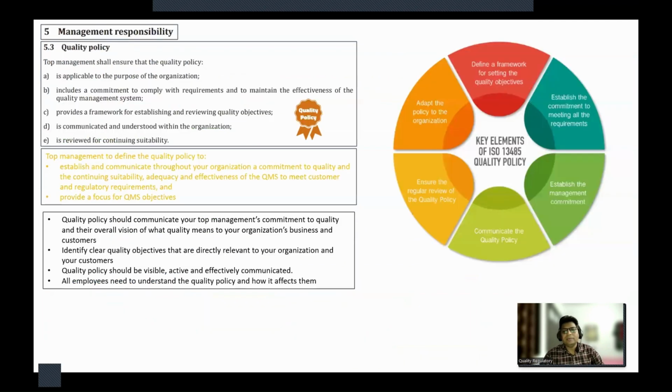Moving to the next one, here are the management responsibilities. What are the management responsibilities? Management has to ensure that quality policies are documented, approved, and communicated to all the stakeholders within the organization. How could that communication be done?